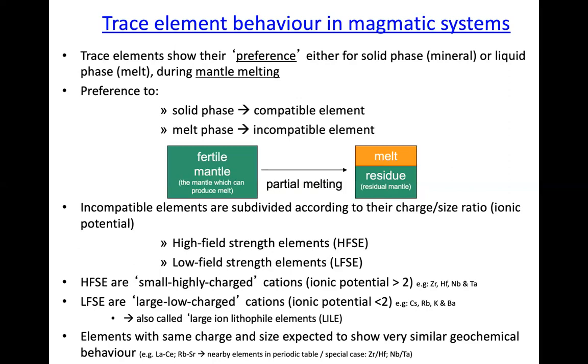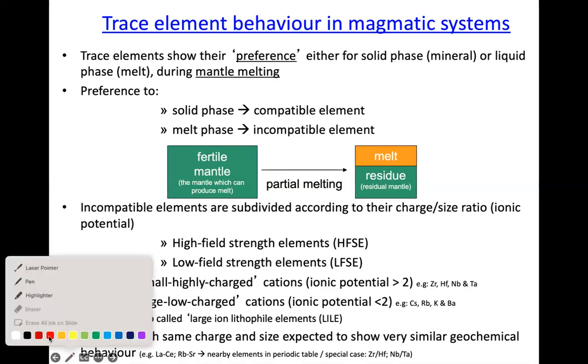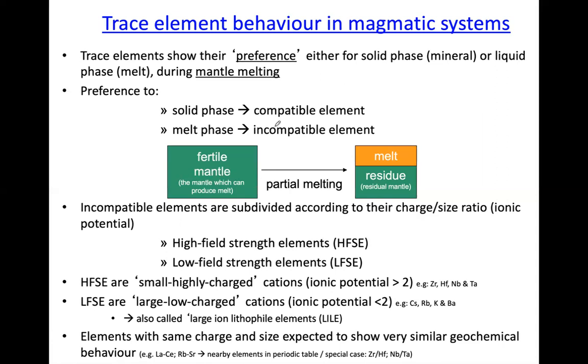So we discussed the compatibility and incompatibility, right? So compatibility means the partitioning of elements into the solid phase, right? The elements which prefer the solid phase we call compatible elements. The elements which prefer the melt or the magma we call incompatible, right?